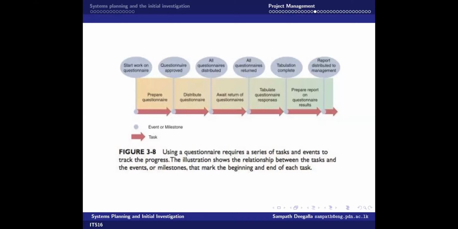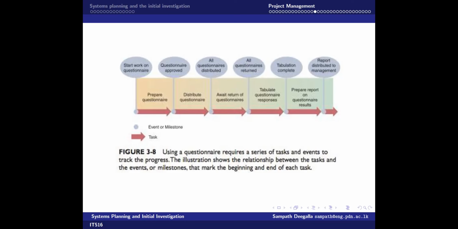Here we are using a questionnaire. To use a questionnaire, you have a series of events to track the process, right? First of all, in this particular case, you see some ovals there which indicate the tasks, like starting work on the questionnaire, questionnaire approved, all questionnaires distributed, all questionnaires returned, tabulate complete, and finally you report to the management.